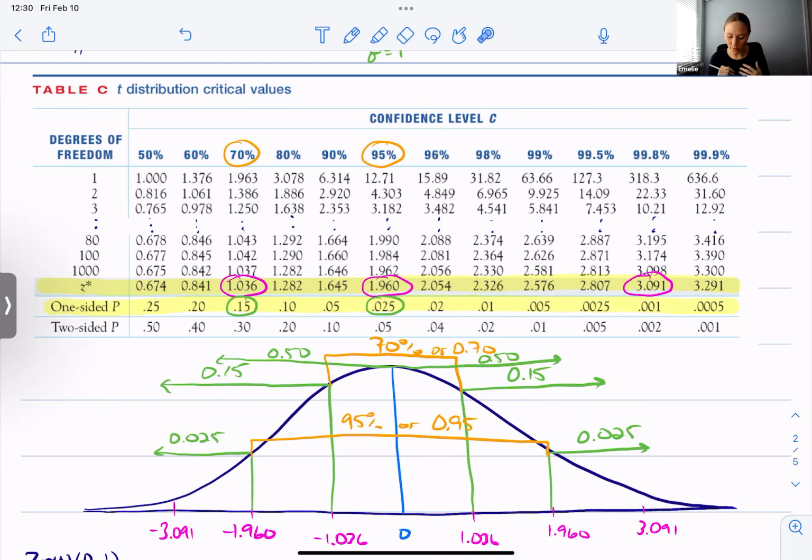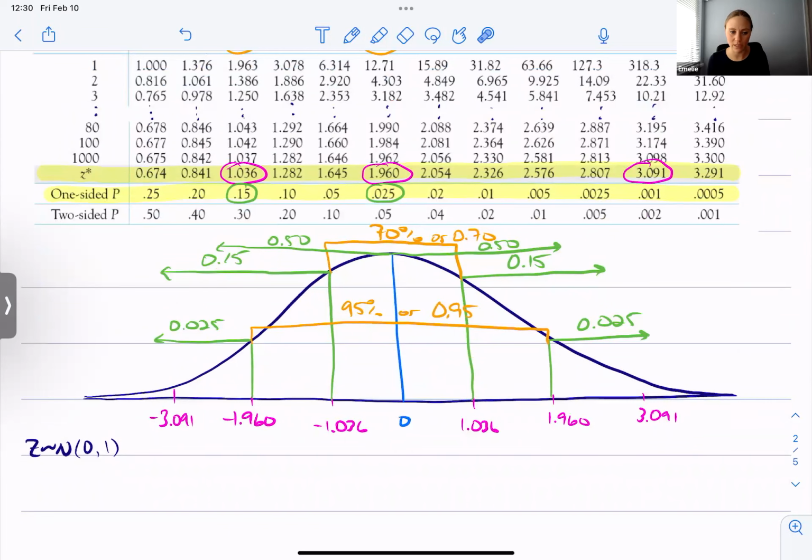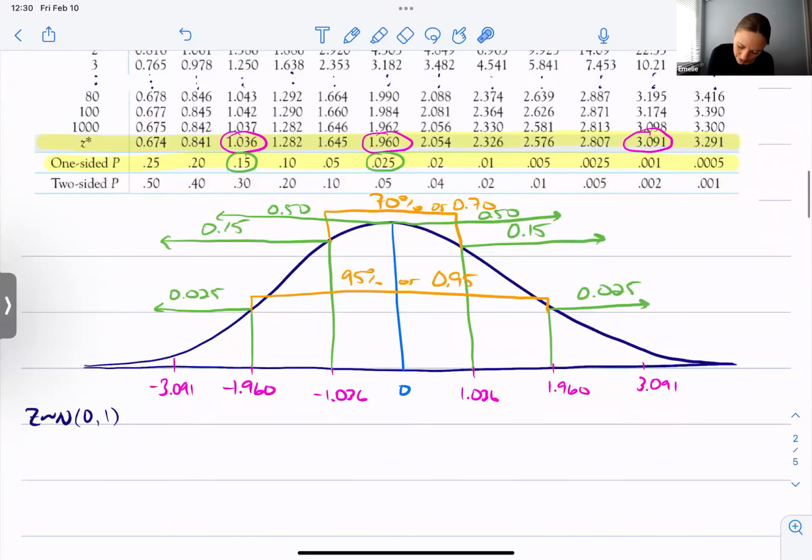How we're going to use these probabilities in these areas, I like to think of it as a puzzle, right? You've got this piece that you want, and you can take away a piece, you can add a piece, and there are lots of different ways that you can solve these problems.